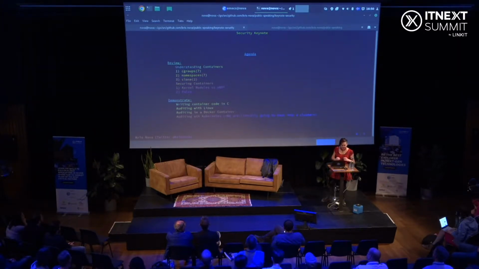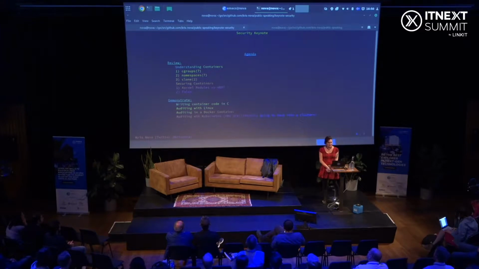Okay, so again, I'm going to do the Scrum Master thing here. We have an agenda. So the first bit on our agenda is we're going to look at understanding containers.